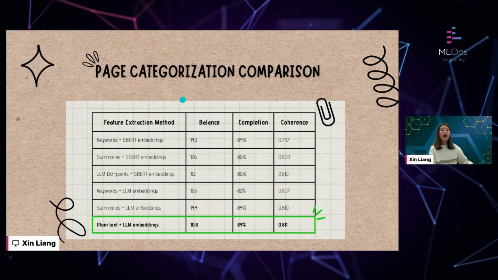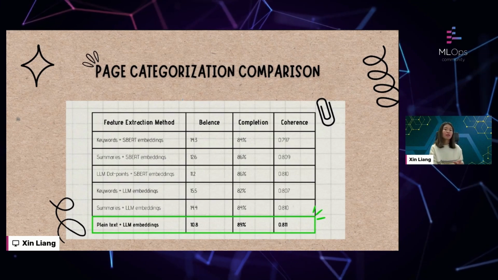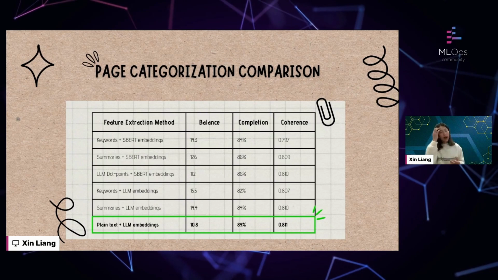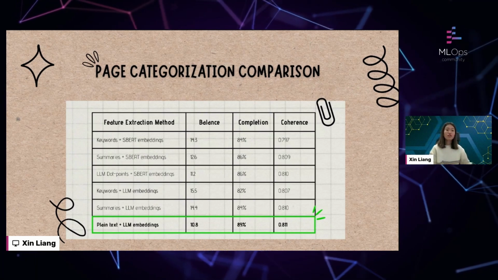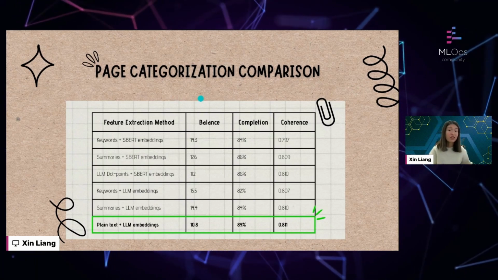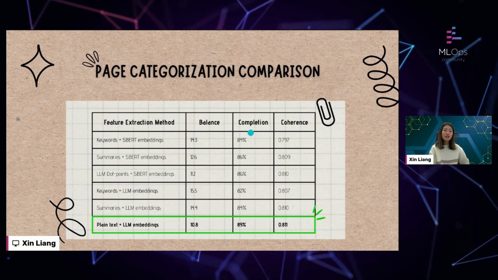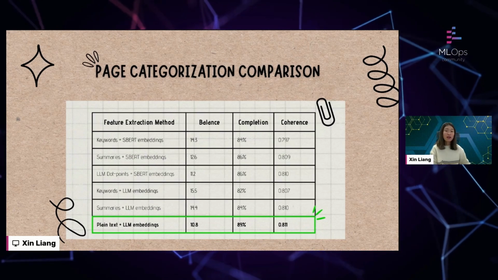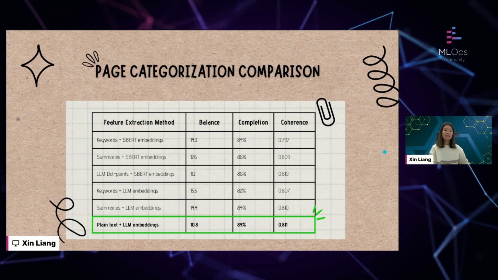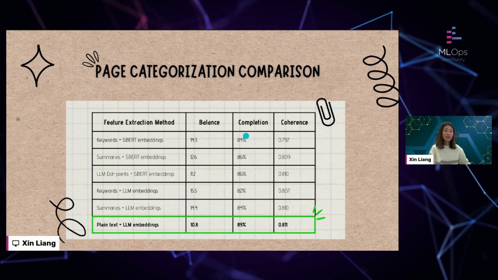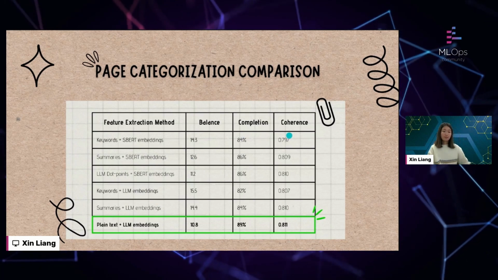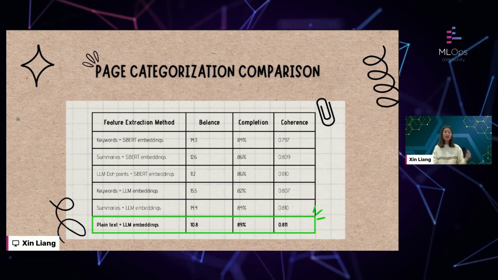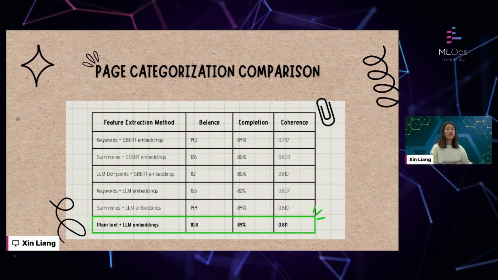Balance, to indicate how evenly the pages are grouped across all the pages in scope, to see how balanced they are instead of a concentrated set of pages in all groups. Completion indicates the percentage of these pages in scope that are grouped into relevant topics or clusters instead of being left out as outliers. And coherence is whether the pages grouped together are coherent and sensible instead of non-related pages being grouped together.